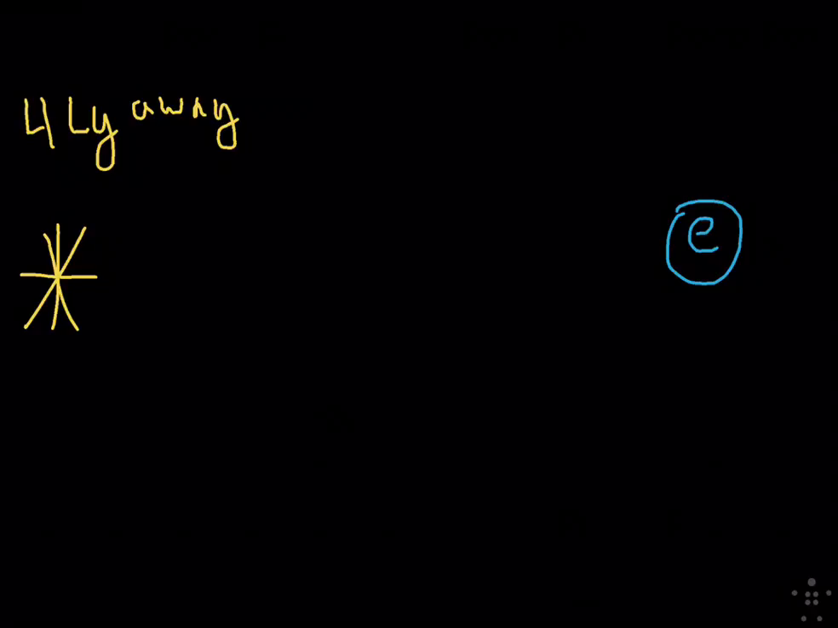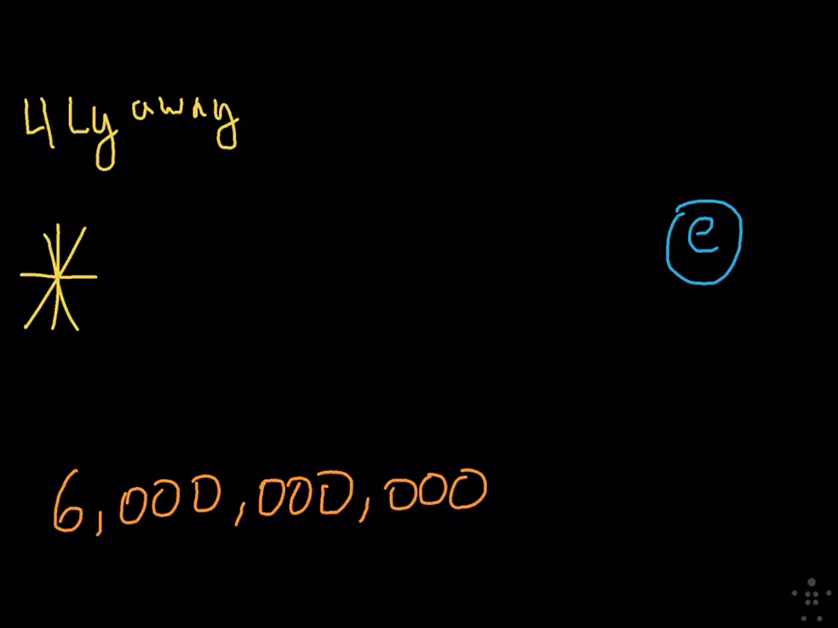If you could travel at the speed of light for 1 year, you would go 6 trillion miles. That's how far 1 light year is. So if I'm 4 light years away, I'm about 24 trillion miles away. We don't like writing the number 24 trillion, so instead we call it a light year. So when I say we're 4 light years away, if I could travel the speed of light, it's going to take me 4 years to get to Earth.